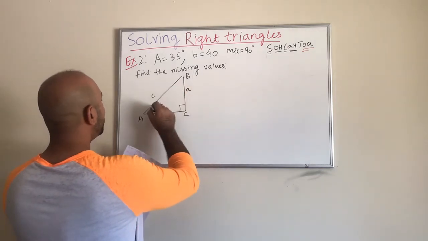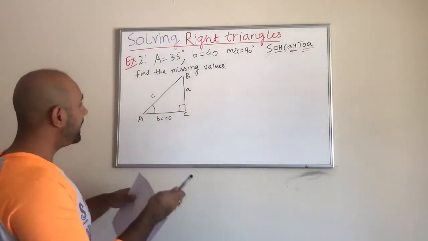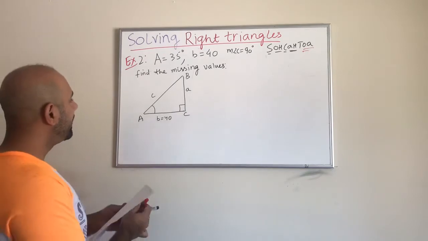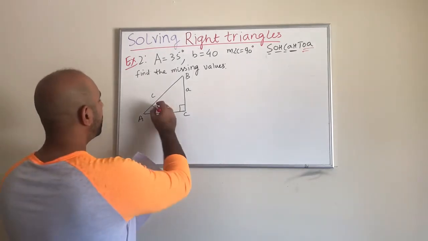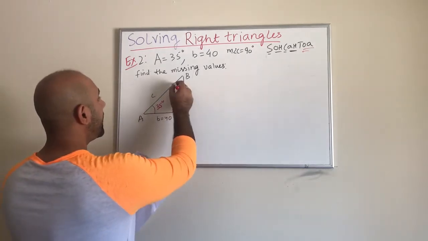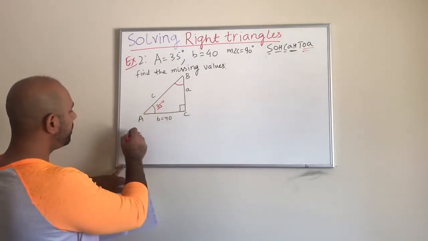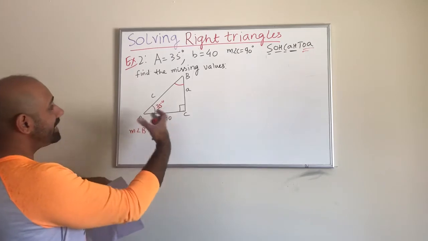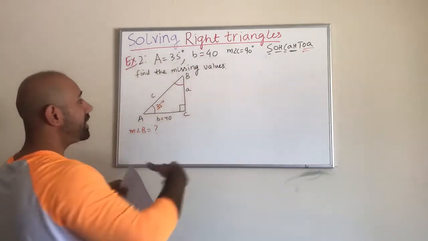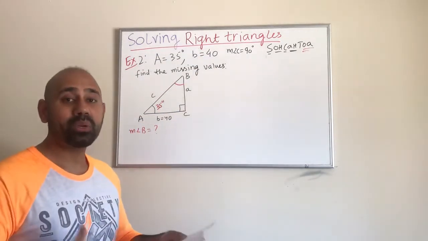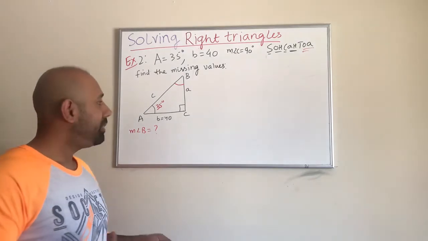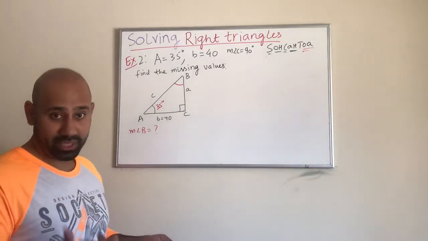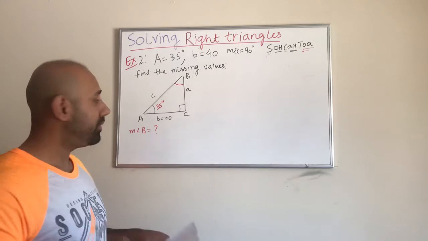Do I know anything else? Yes, I do know the measure of angle A, so we're going to fill that in, and then find out the missing pieces. There are three missing pieces. We want to figure out the measure of angle B. Once we have a visual in front of us, or we draw the right triangle, it becomes very clear what is given and what is really missing, what we have to figure out.